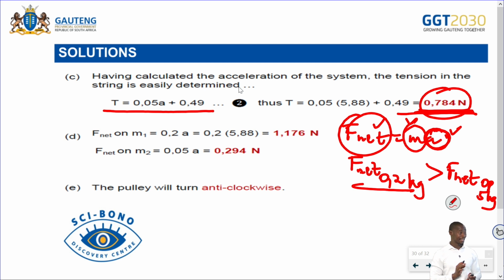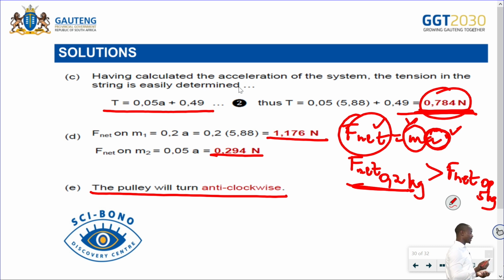I hope it does make sense. What is constant here? It's acceleration, which is 5.88, right? So the net force of the 0.2 will be greater than the net force of the 0.05. So check, this is the net force of the 0.2, 1.176. This is the net force of the 0.05. It's 0.2. That is why I'm saying the net force of the 0.2 will be greater than the net force acting on the 0.05. So they wanted us to compare. Then in that way, the pulley will turn anti-clockwise.